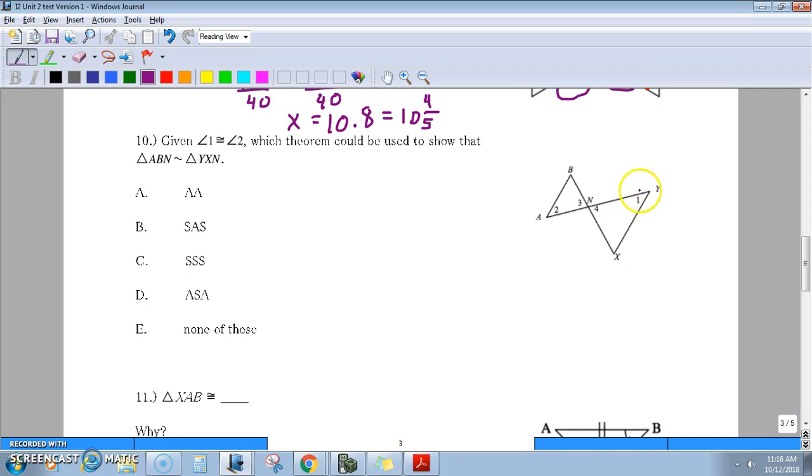All right, given angle 1 is congruent to angle 2, let's see, which theorem could be used to show that triangle ABN is similar to YXN. So we know that 3 and 4 are the same because of vertical angles, so we know it's got to be angle, right? Angle. All you need are two angles to prove similarity, right? This symbol is congruency, this symbol is similarity.